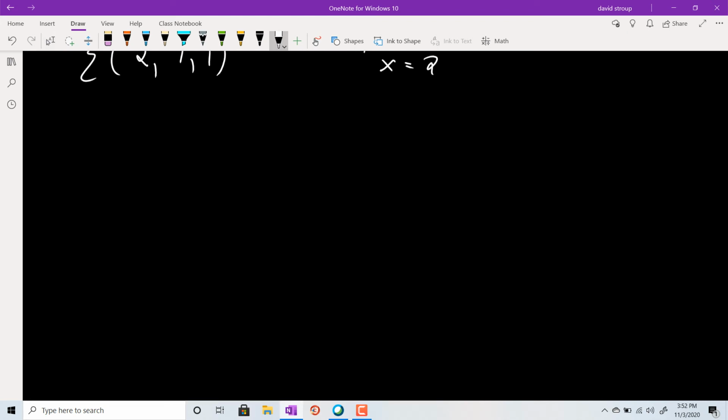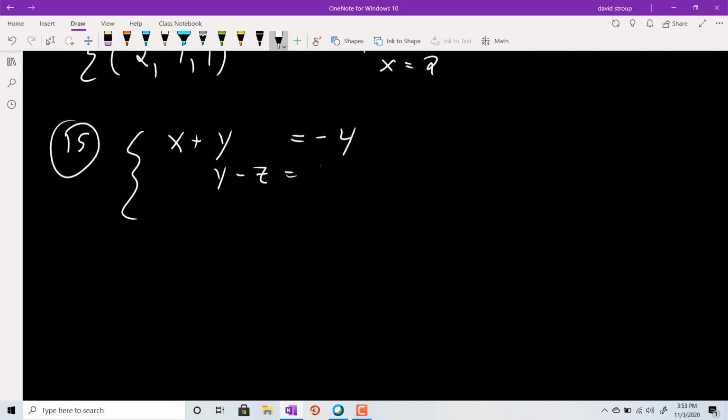Let's do another one. Let's try something like number 15. This was a little weird because it doesn't have all the variables. That first equation just has 2 variables. Then I have y minus z equals 1, and then 2x plus y plus 3z equals negative 21. Okay, I'm going to get rid of, I don't know, what do I want to do? I think I'm going to get rid of the y.